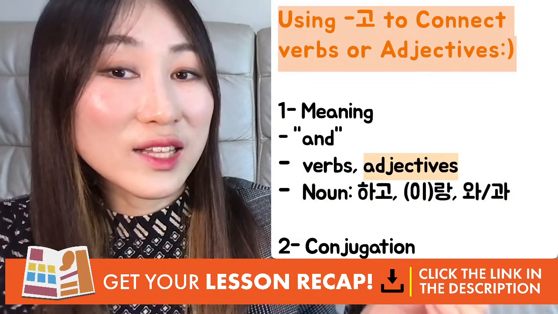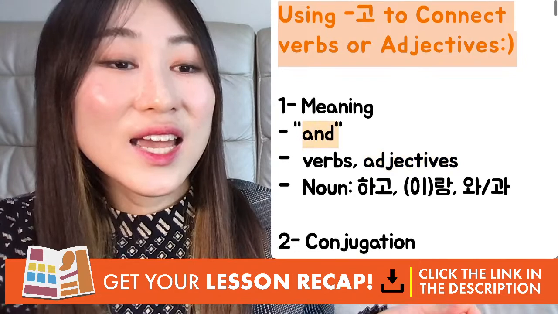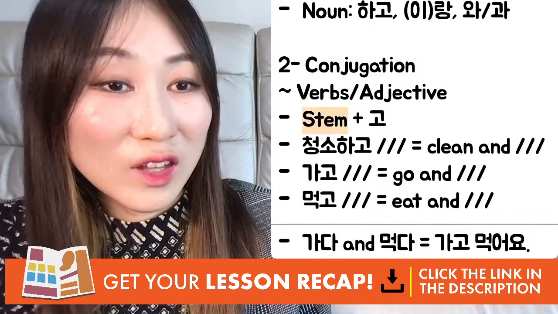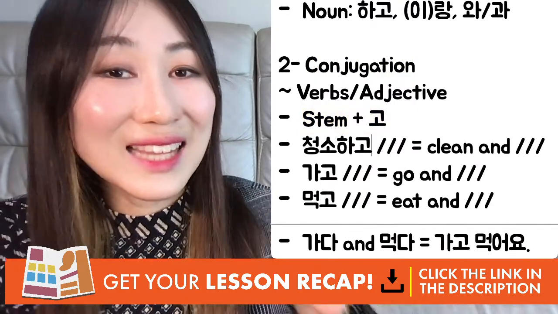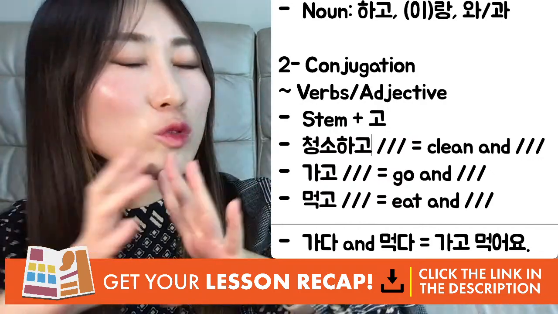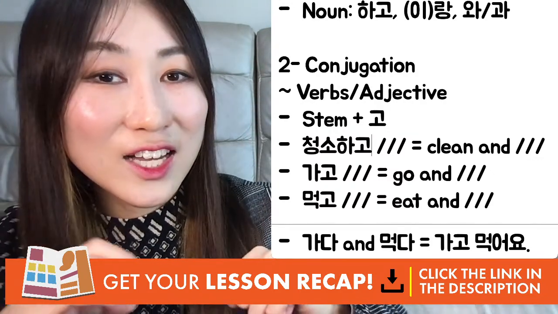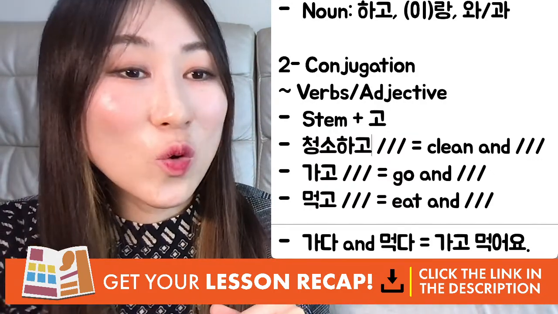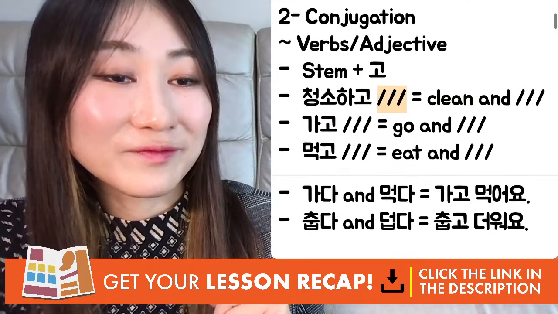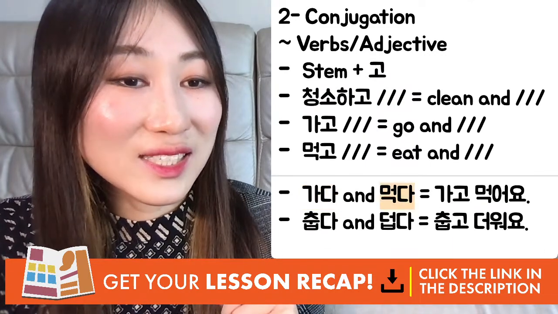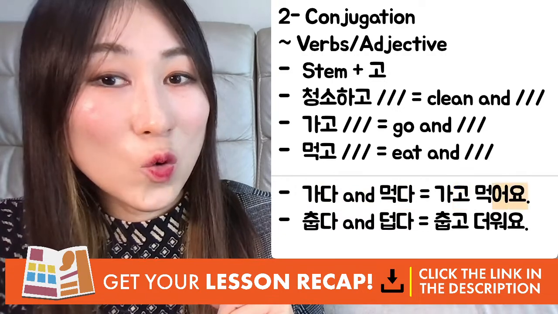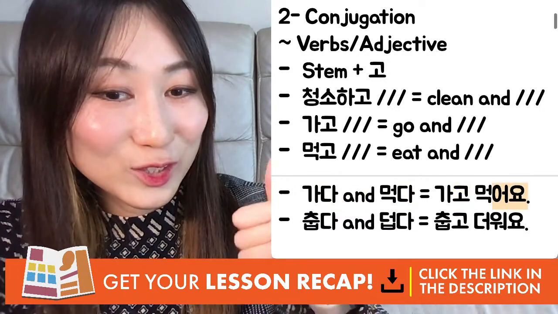In English, it's translated to 'and'. And the conjugation is very simple. You just put the stem and 고. For example, 청소하다 is the full verb. It's a dictionary form, the original form of the verb. Remove 다 and replace it with 고, 청소하고, and put another verb like this. 가다 plus 먹다 is 가고 먹어요. Good.